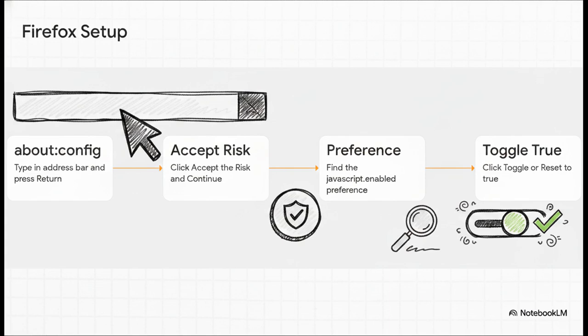First, type about:config in the address bar and press return. Second, go ahead and bravely click that accept the risk and continue button. Once you're past the warning gate, use the search function to find the specific preference named javascript.enabled. Finally, just click the toggle or reset button right next to it until the value flips from false to true. Hit refresh on your search page, and boom, the error is fully resolved.